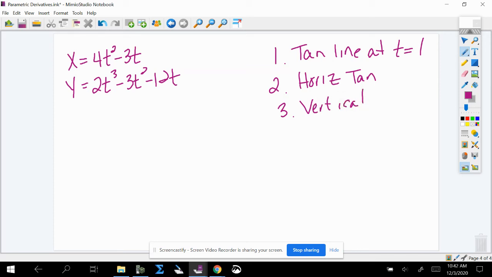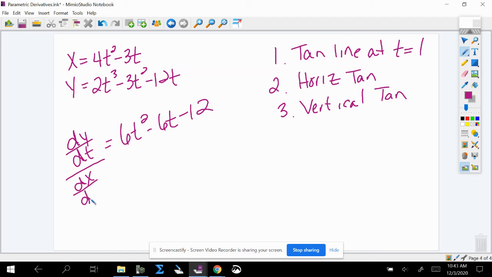Slope is also a common question, or just deriving it. You will have ones that the only thing they want you to do is derive it. We're not going to do the second derivative on this one. We're going to focus all our attention on the first derivative here. So my dy dt is going to be 6t squared minus 6t minus 12. My dx dt is going to be 8t minus 3.